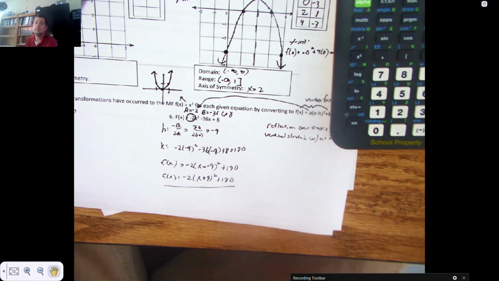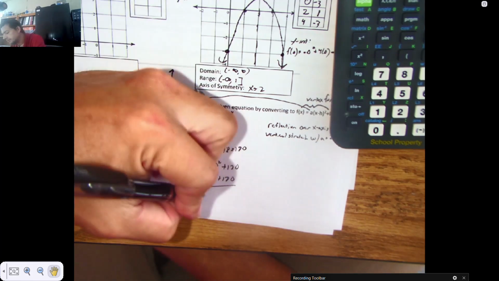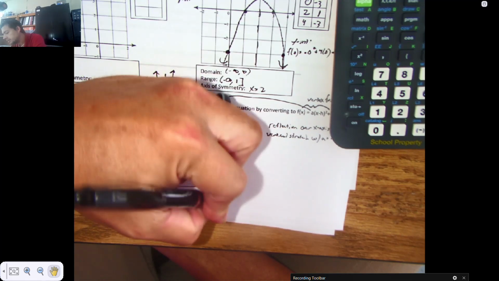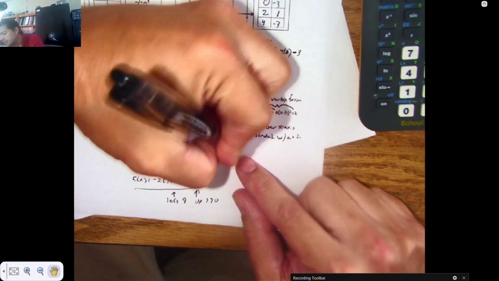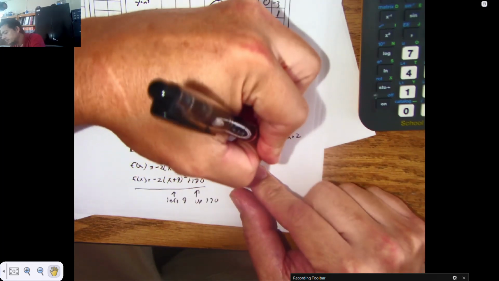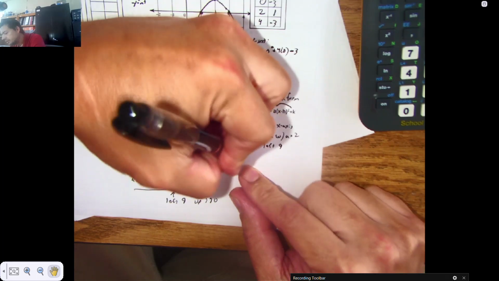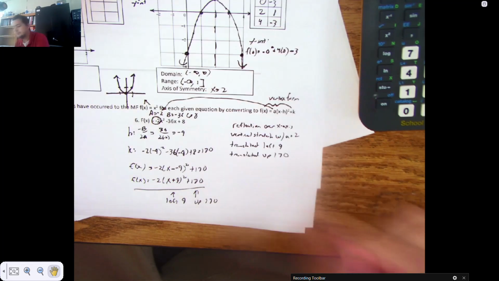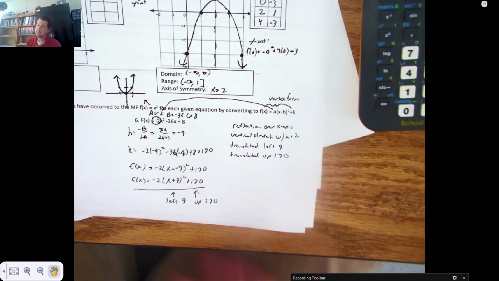There you go. Now you can see other shifts. This is a left 9, and this is an up 170. So I've got my other two transformations. I was translated left 9, and I was translated up 170. And I'm using some different vocabulary here because you're supposed to know translation, shifting, things like that.